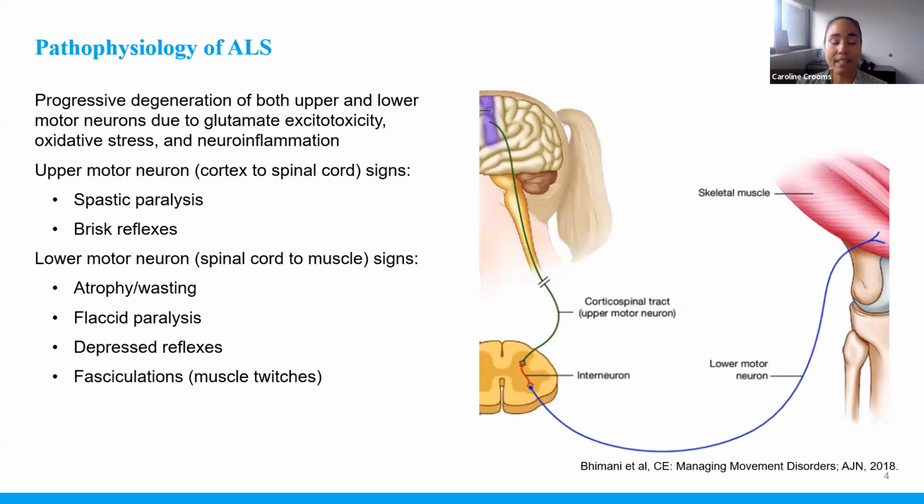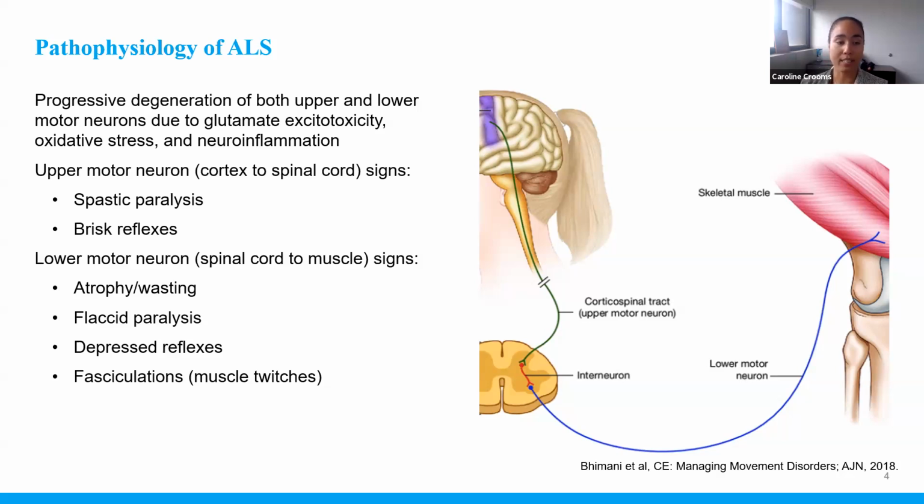So ALS is a neurodegenerative disorder that's multifactorial. It's due to glutamate excitotoxicity, oxidative stress, and neuroinflammation affecting both upper and lower motor neurons. Upper motor neurons are the ones that run from the brain and through the spinal cord. And then the lower motor neurons exit the spinal cord and connect to the muscle or send signals to the muscle. Both types of motor neurons are affected in this disease, but the symptoms caused by the two different types of injury are different.